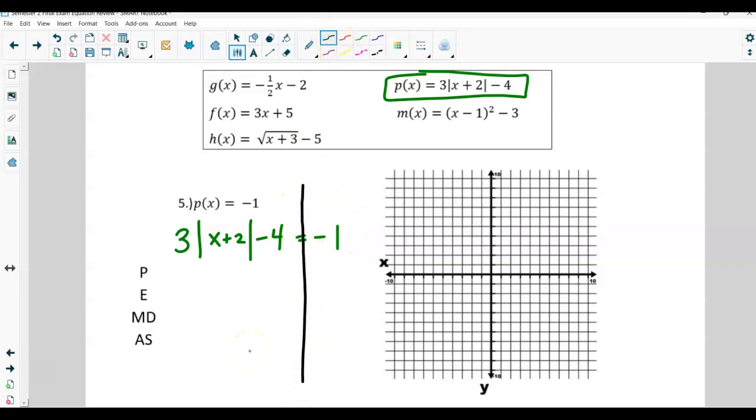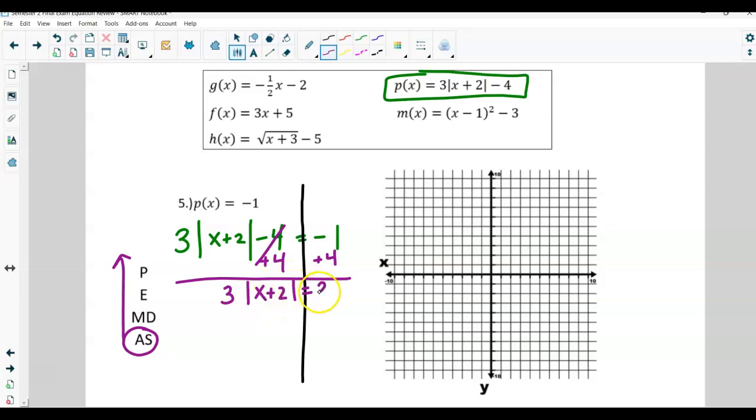I'm going to go ahead and bring back our reverse PEMDAS. Remember, anytime we have the equal sign, we will start here at addition and subtraction and work our way up. So we see this -4 behind it. We can go ahead and add 4 to that to take care of our addition subtraction piece. So 3 times the absolute value of x plus 2 equals 3.